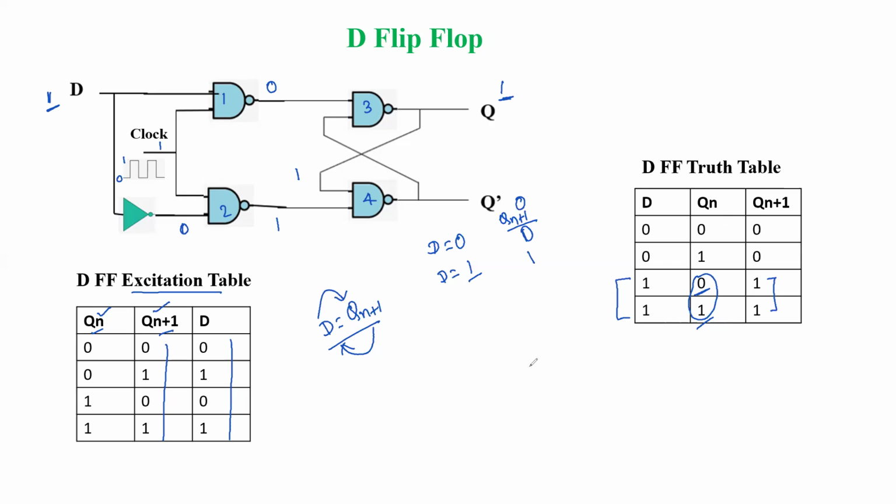So like this, we have discussed the D flip-flop. Here we have the truth table and the excitation table. These two are very important.